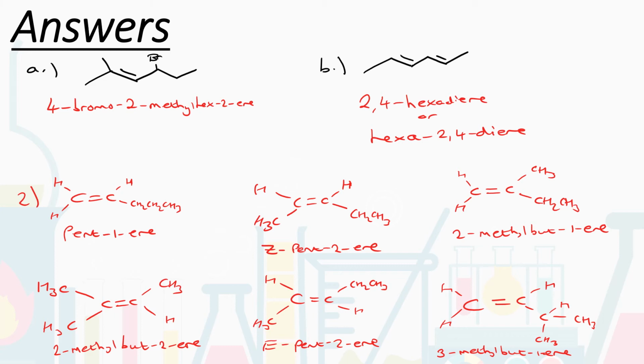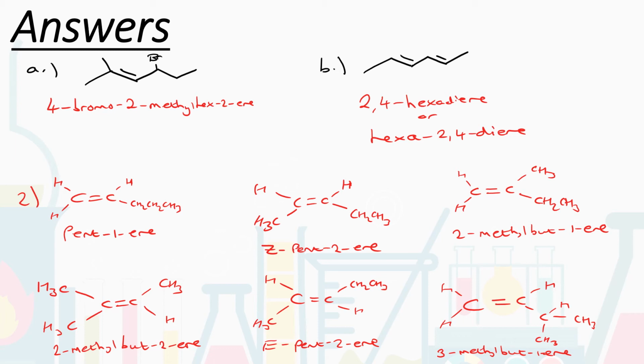hex- length chain. We have a double bond, so we're going to be using the suffix -ene. We also have a bromine substituent, and we have a methyl group substituent that's not part of our main chain. Now again, we need to aim for the lowest possible numbering, so we can number from left to right, or we can number from right to left. The lowest possible numbers we get from doing that is if we go from left to right. And so our alkene, our double bond, starts at carbon atom number 2.